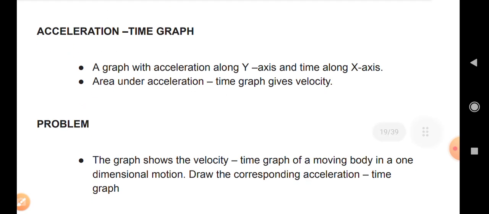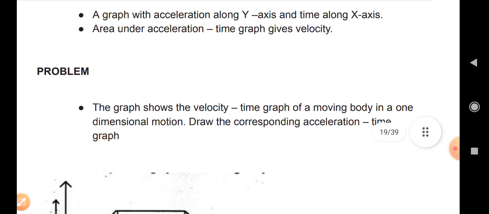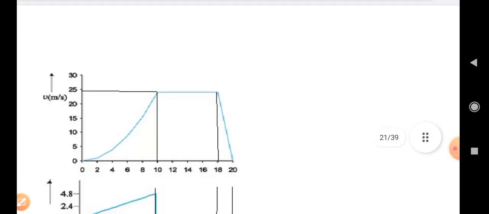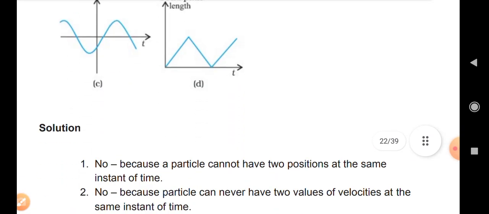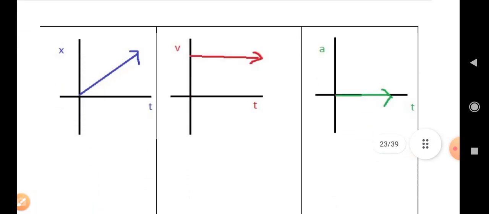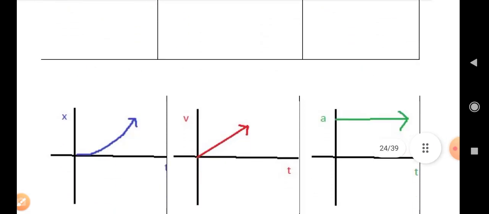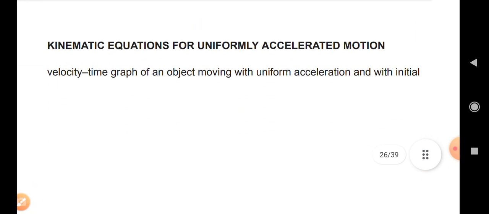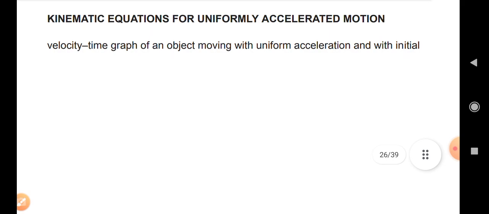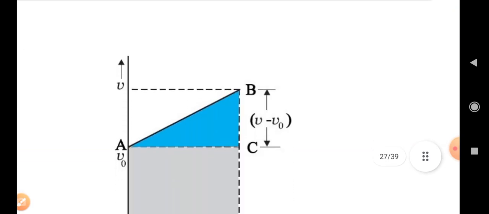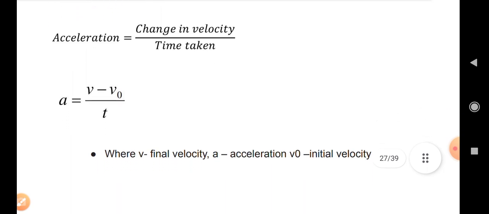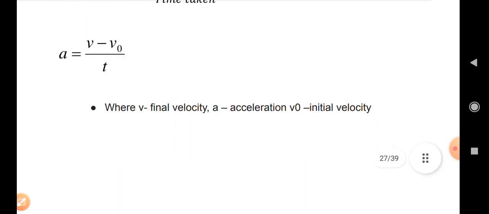Acceleration-time graph. The area under the acceleration-time graph gives velocity. Acceleration is equal to change in velocity by time taken.